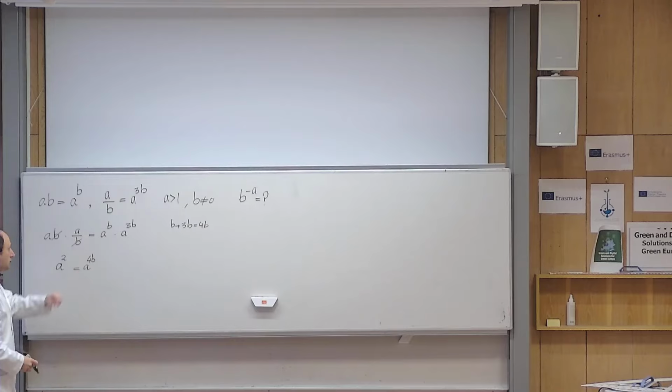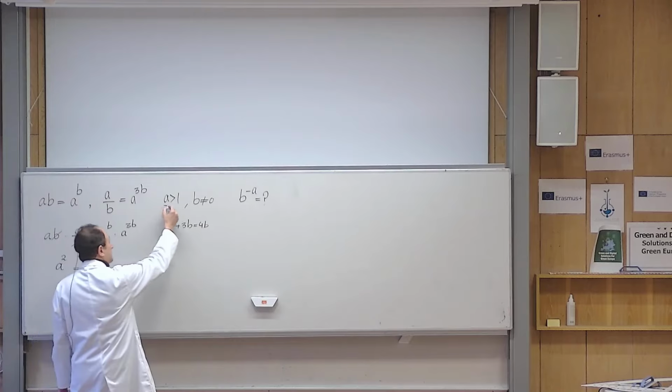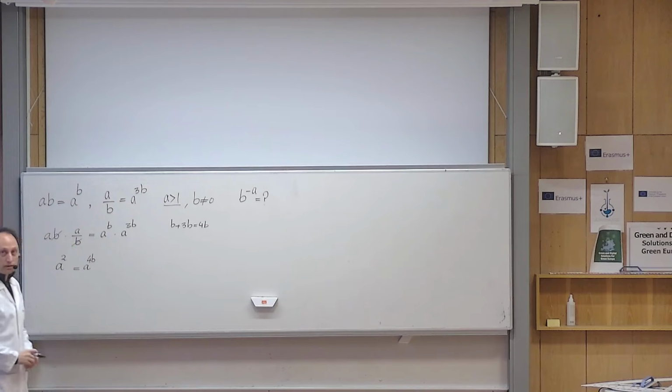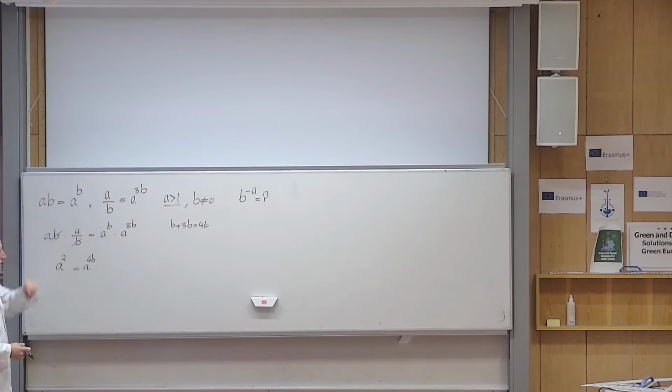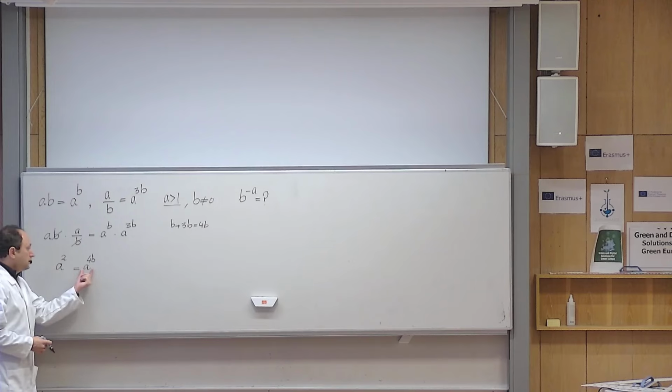The bases are the same, and it is mentioned in the problem that A is greater than 1. Because if A is 1, I cannot conclude anything about the exponents. If A is 1, the left-hand side becomes 1, the right-hand side becomes 1, independent of my choice for B. So because A is greater than 1, and this power of A is supposed to be equal to this power of A, this can happen only if the exponents are also equal.